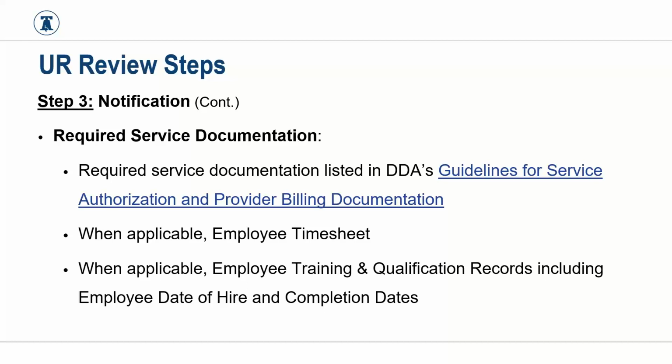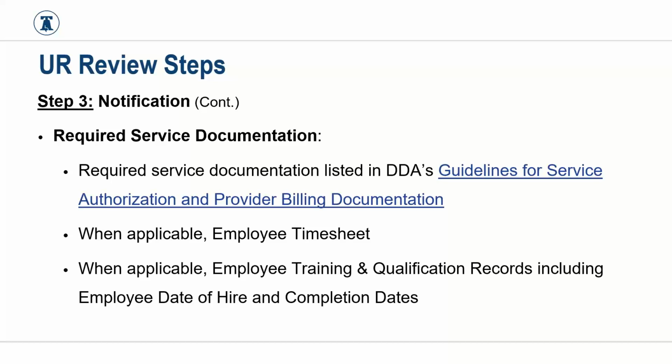All right. So we're still on notification. As I was mentioning, the required service documentation will include anything that's required in DDA's guidelines for service authorization and provider billing documentation, that guideline. It's been out since 2019, and any of the revisions are in red, but the latest version is up on the website. So when applicable, and it'll say in that guidance, when applicable, an employee timesheet for verification is required.